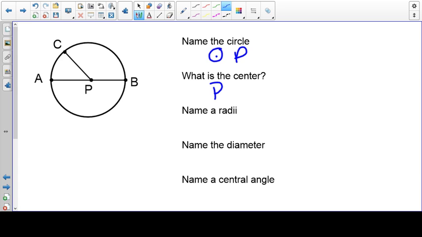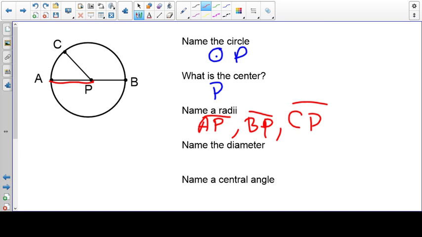Name a radius, so I just need one. Remember, a radius is from the center to a side, so one of them can be AP. Another one could be BP. And last we have CP. So I don't need all three. I just want at least one.